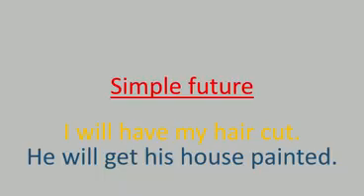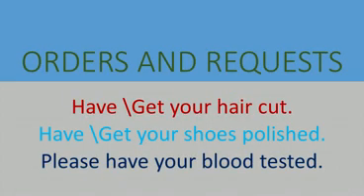So these structures can be used in the simple future. I will have my hair cut. He will get his house painted. That means in the future he will hire some workers to paint his house. These structures can be used in the simple present, present continuous, simple future, present perfect, or any other sentences.